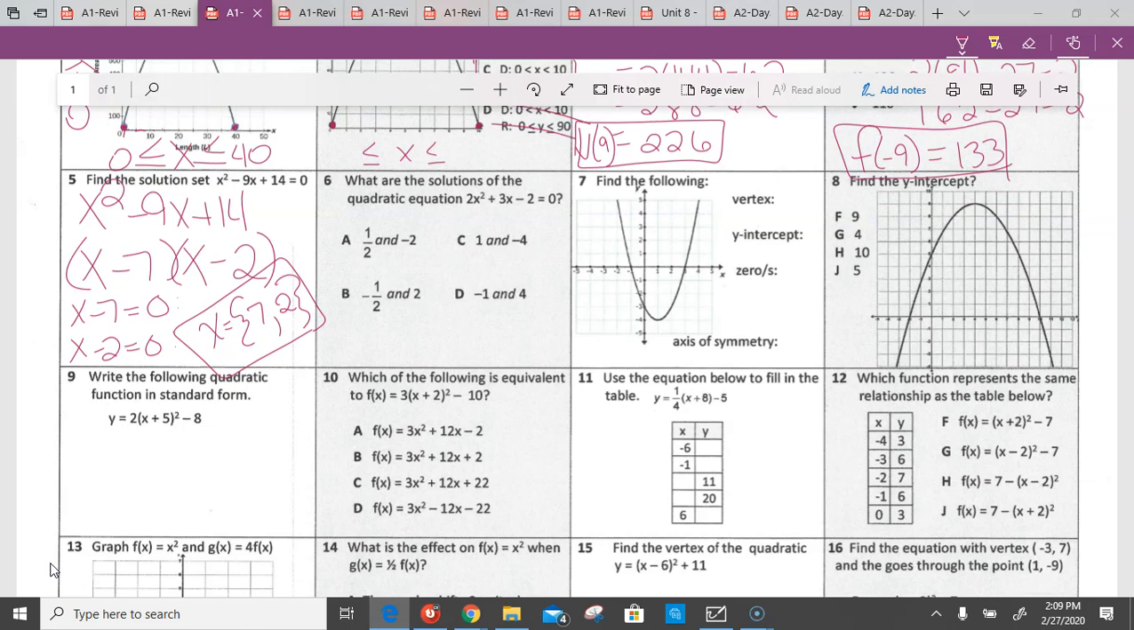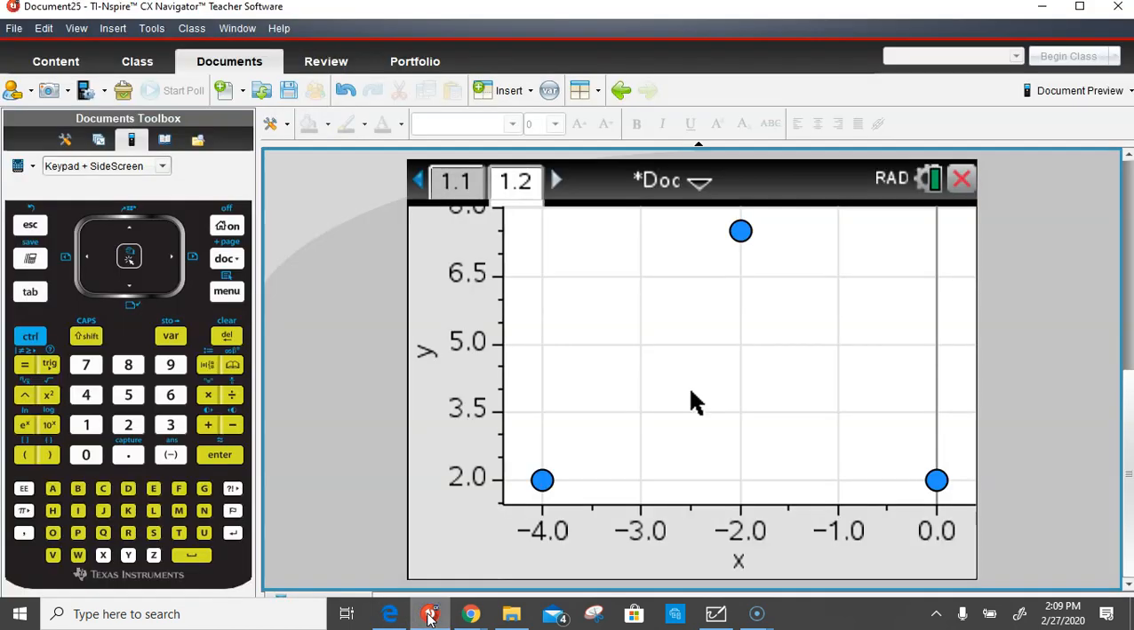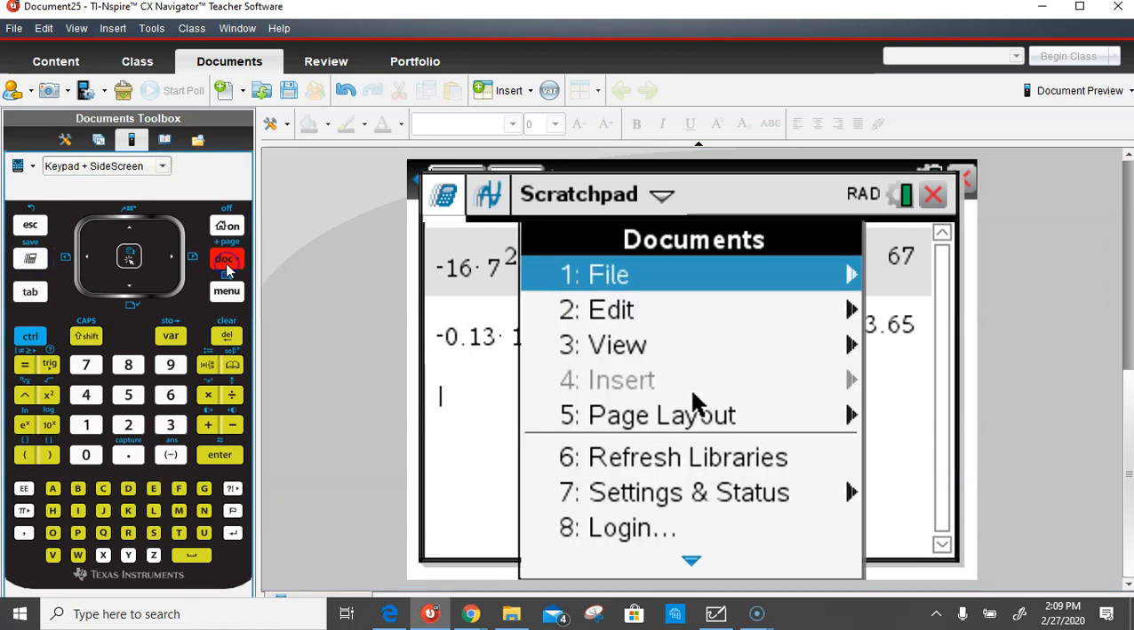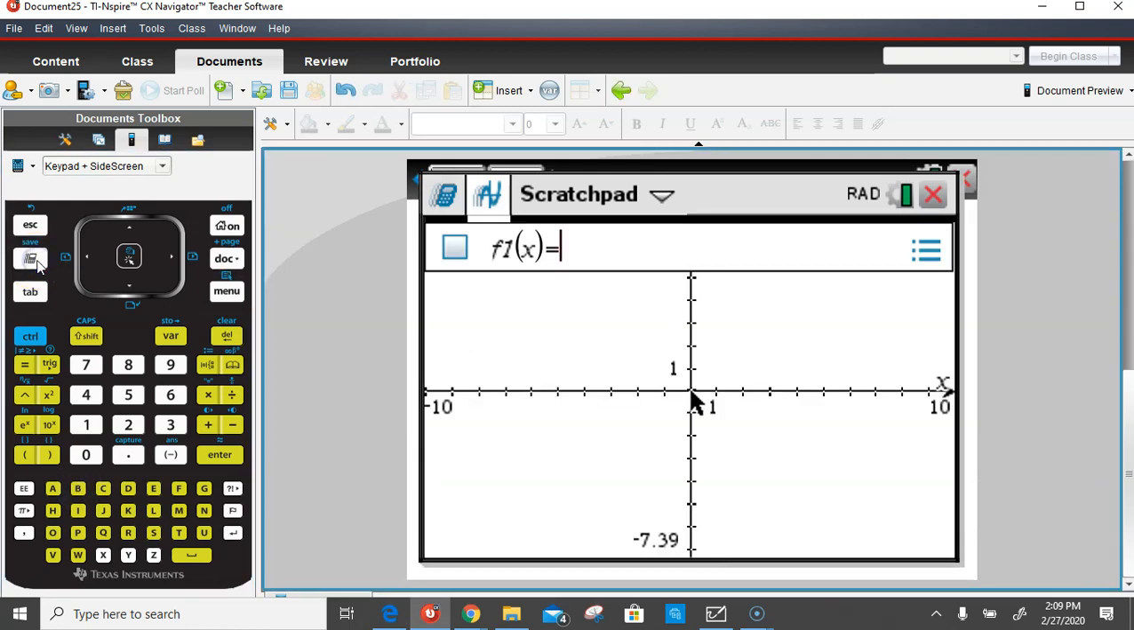What are the solutions for the quadratic equation 2x squared plus 3x minus 2? For this one, I'll go ahead and go to the calculator. I'm going to clean out whatever's there, and I'm going to graph it.